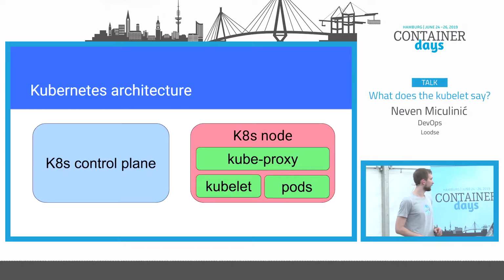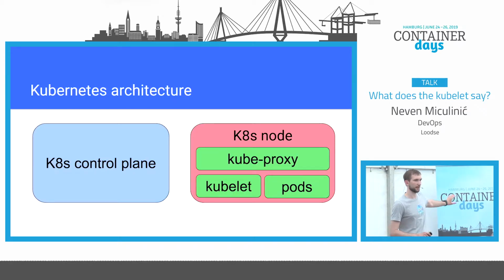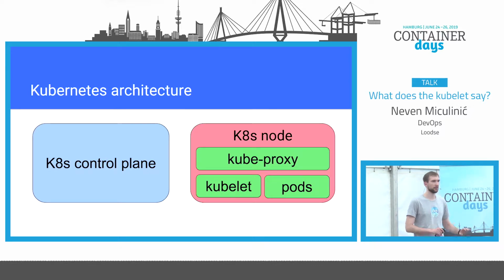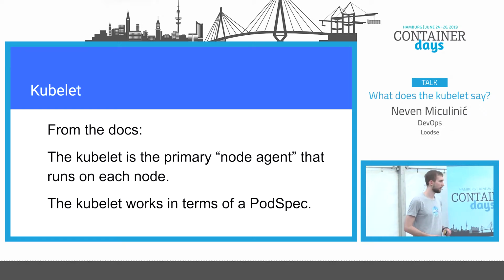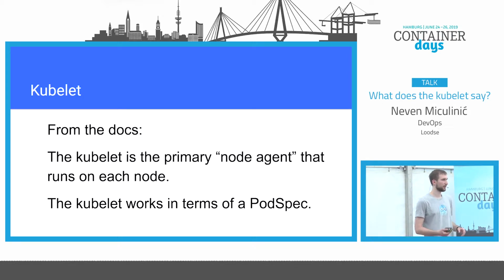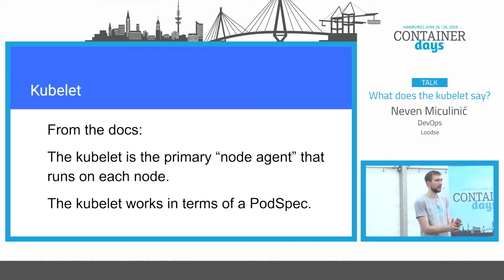So, this is the basic Kubernetes architecture, just to remind ourselves. We have the control plane, which hosts etcd, kube API server, kube controller manager, etc. And we have the Kubernetes node, which hosts kube-proxy, kubelet, and pods. Pods are our actual workload. If we read the documentation, it says the kubelet is the primary node agent that runs on each node. The kubelet works in terms of pod spec. Therefore, for the rest of this talk, I'm going to go through the kubelet from the perspective of the pod.